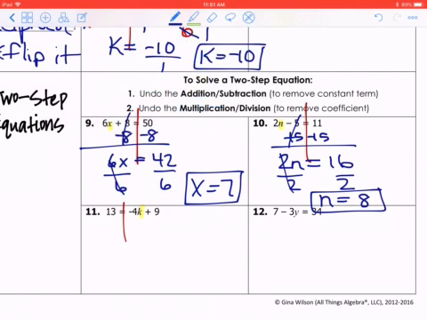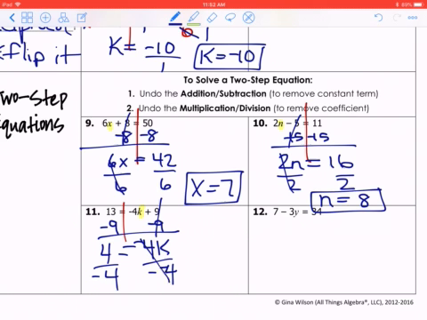So now I have negative 4k plus 9. So I'm going to subtract 9. Get rid of that constant first. Opposites cancel out. So now on this side I have negative 4k equals 13 minus 9, which is going to give us 4. And now I'm going to divide by negative 4. Opposites cancel. And so we would get that k is equal to negative 1, because 4 divided by negative 4 gives us negative 1.